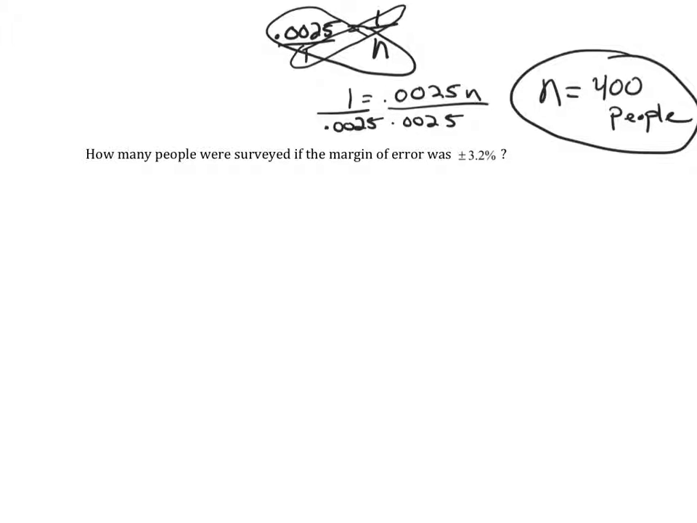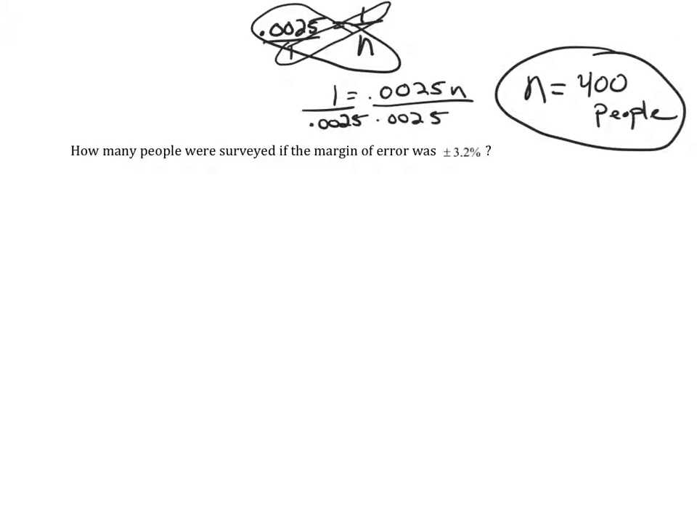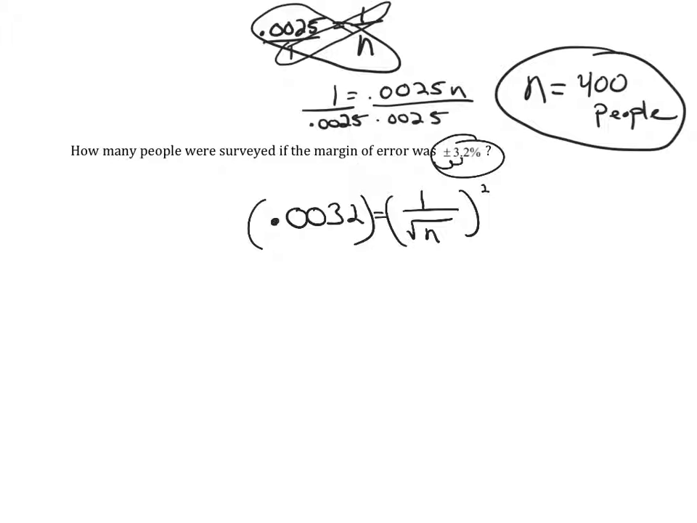All right, same thing on the next problem. It says how many people were surveyed and the margin of error was plus or minus 3.2%. All right, so I'm going to go ahead and just shortcut here. I'm going to go ahead and turn this to a decimal by moving the decimal over 2 times to the left. So we get 0.032 equals 1 over the square root of n. I square both sides, put a little 2 here, 2 here.